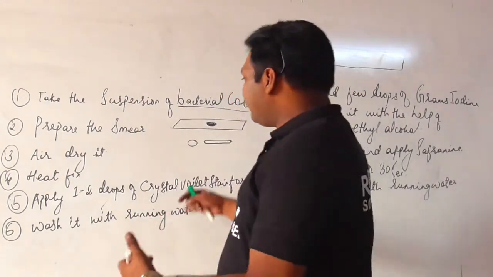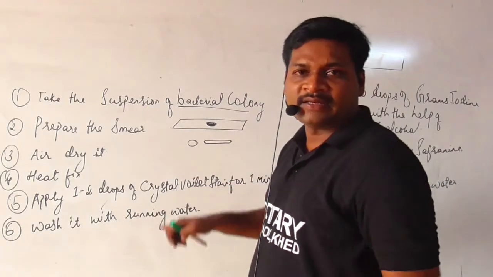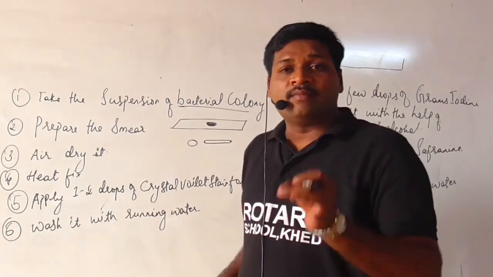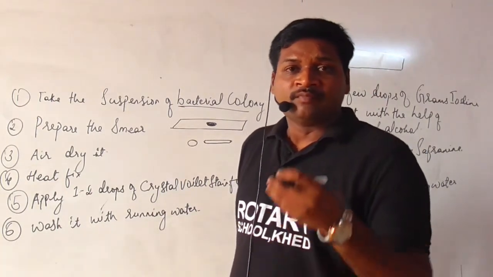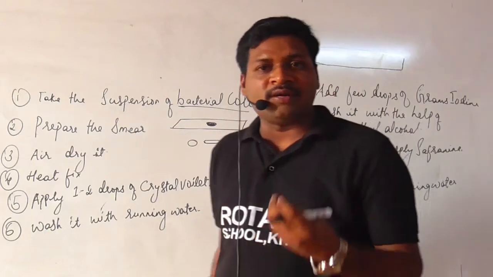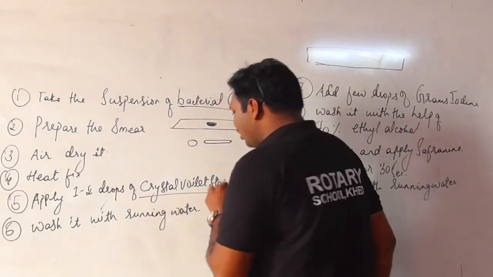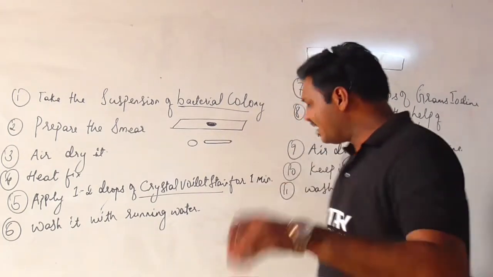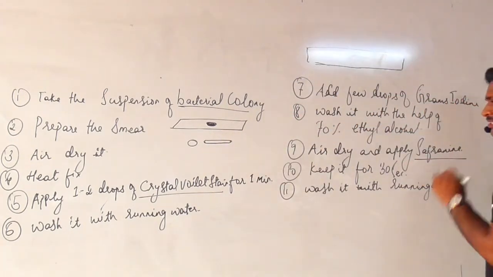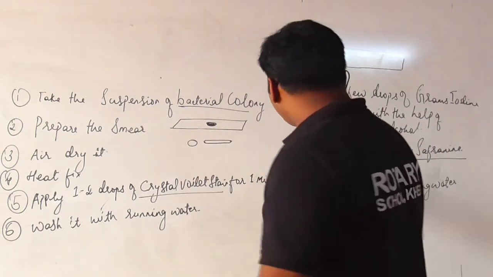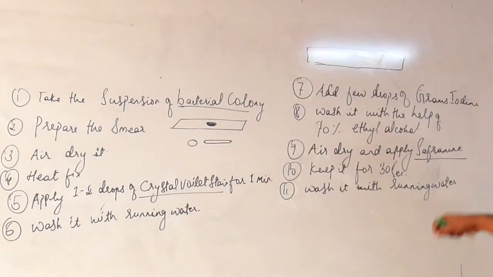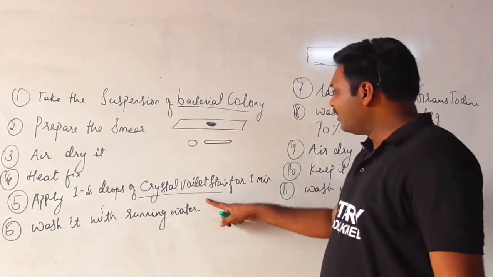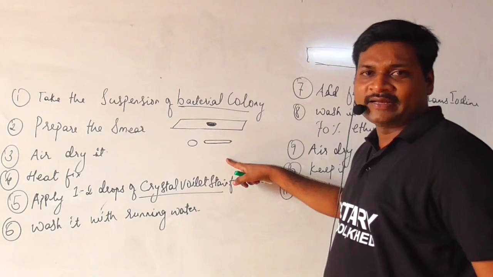If they appear violet or purple in color, that means they are gram positive. That means they have more peptidoglycan, because if the peptidoglycan content in the cell wall is more, then it will absorb the crystal violet instead. And if the peptidoglycan content in the cell wall is less, then it will absorb the safranin instead. When it absorbs the safranin, it appears pink or red in color, and when it absorbs the crystal violet, it appears purple or violet in color.